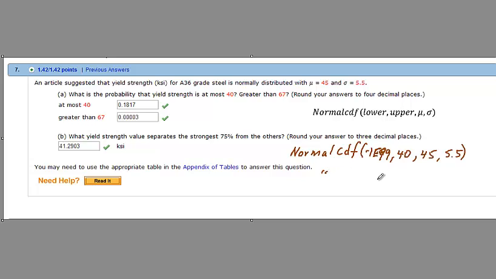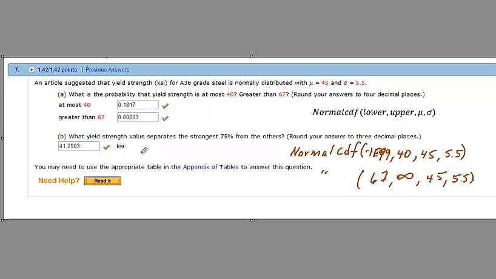For greater than 67, once again, normal CDF. 67 is your lower bound. Your upper bound is infinity. Just key 1 times 10 raised to the 99th, and then 45, 5.5. Nothing really changes on that one.